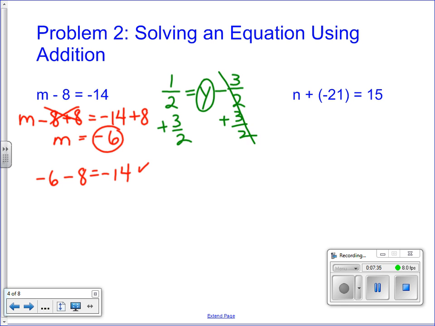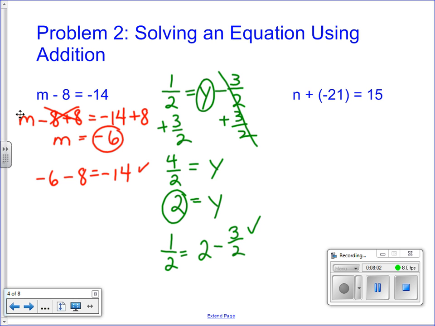Minus 3/2 plus 3/2 is 0. So y minus 0 is simply y. And on the left-hand side, 1/2 plus 3/2 is 4/2, which we can also write as 2. Y is equal to 2. And then checking it out, 1/2 is equal to 2 minus 3/2, and make sure that you get the answer 1/2.